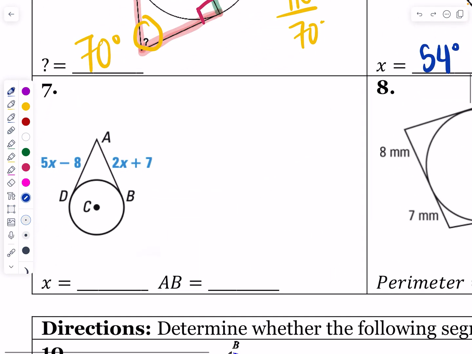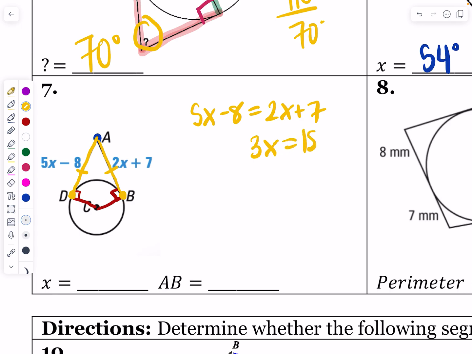Number 6, we have that exact same theorem again. From point A to D is tangent. So I get to create a radius, and that's angle D is 90. Angle B is going to be a right angle as well. And we know that the left side of the cone, A to B, is going to be the same distance as A to D since those are both tangent lines. So I can take 5x minus 8, and I can set it equal to 2x plus 7. And so we'd get 3x equals 15. So x would be equal to 5.